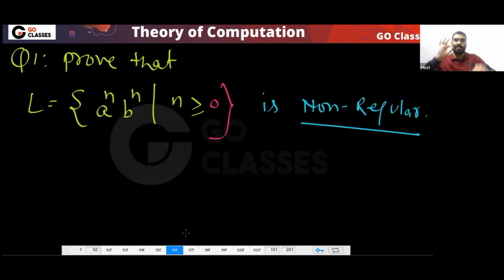This template is extremely important. What is the template? What are the things I have done? The first thing I have done: some language is there, and I want to prove it is non-regular. So I am assuming there is a DFA. I don't know which DFA, but let me assume there is a DFA.